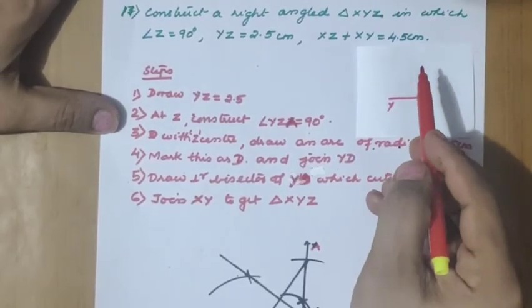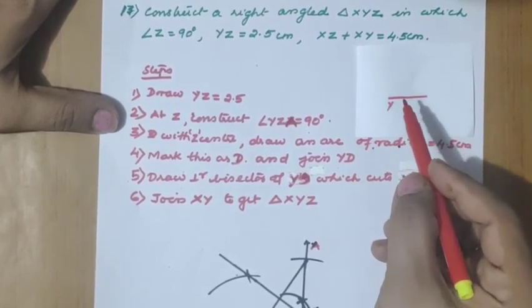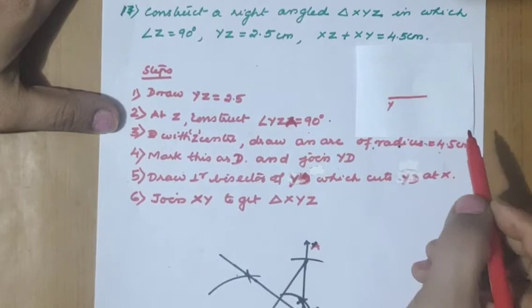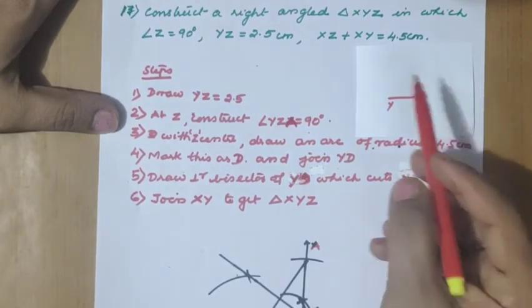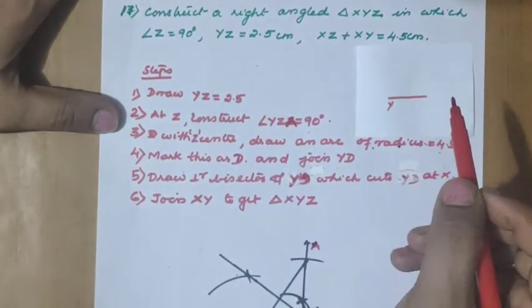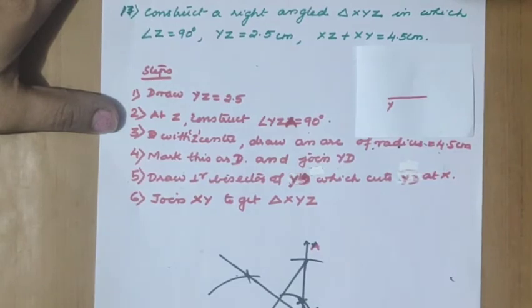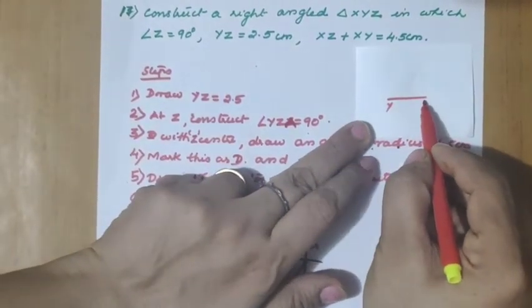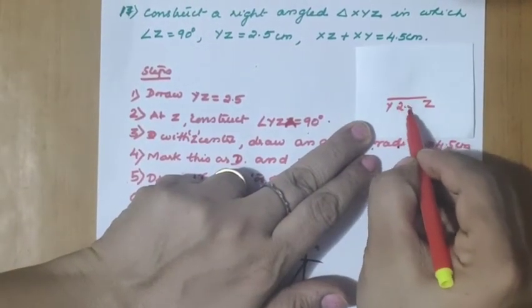Construct a right angle triangle XYZ in which angle Z is equal to 90 degrees, YZ equal to 2.5, XZ plus XY equal to 4.5. So the sum of the two sides and a base angle, one base angle and one base is given. Using this we have to construct a right angled triangle. So the first step is draw YZ equal to 2.5. What is the next step?